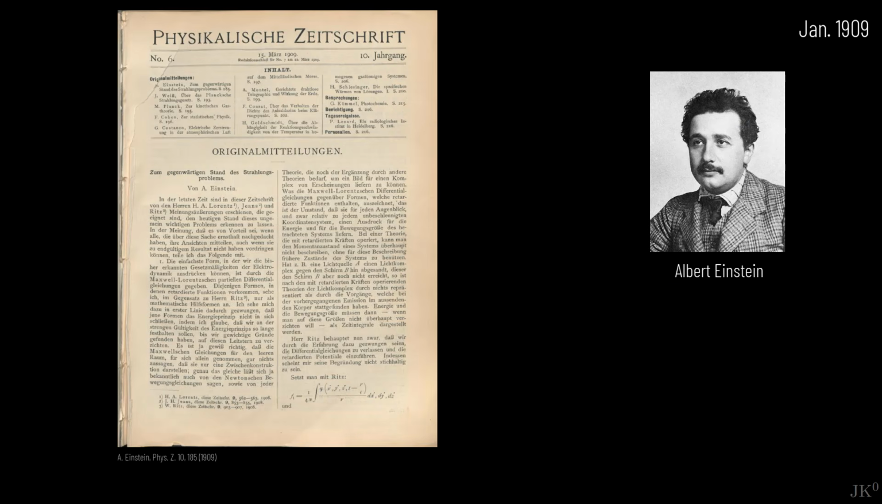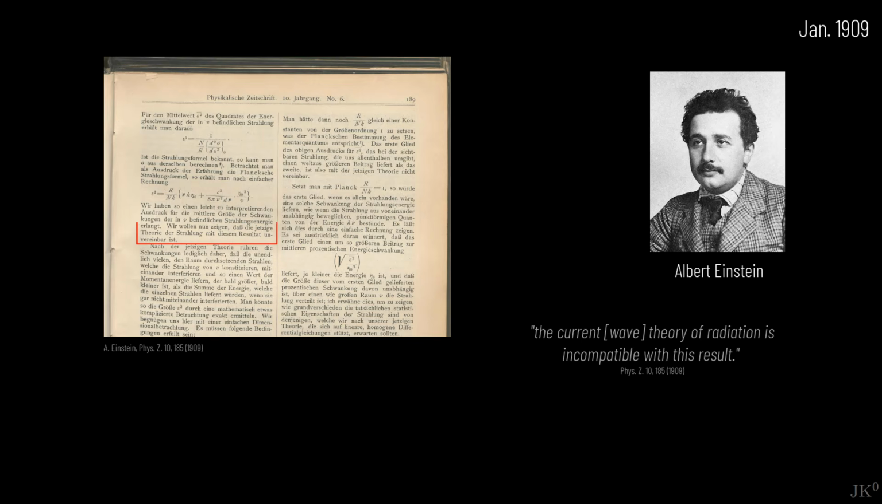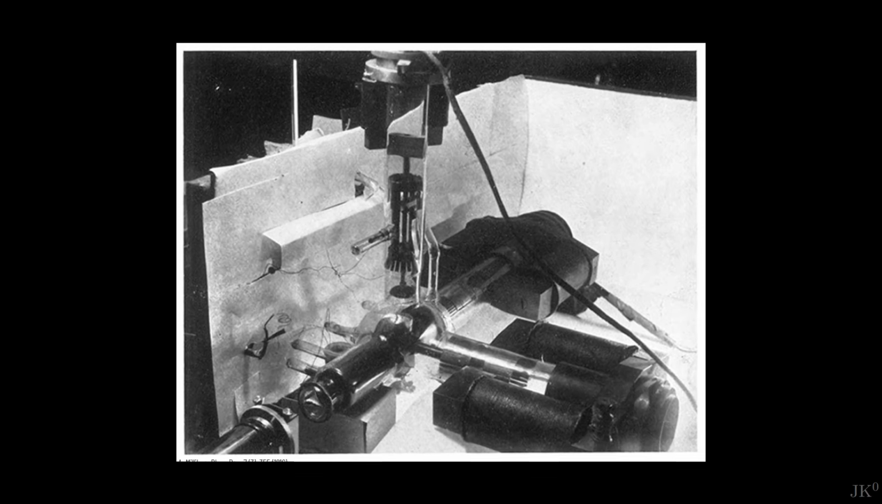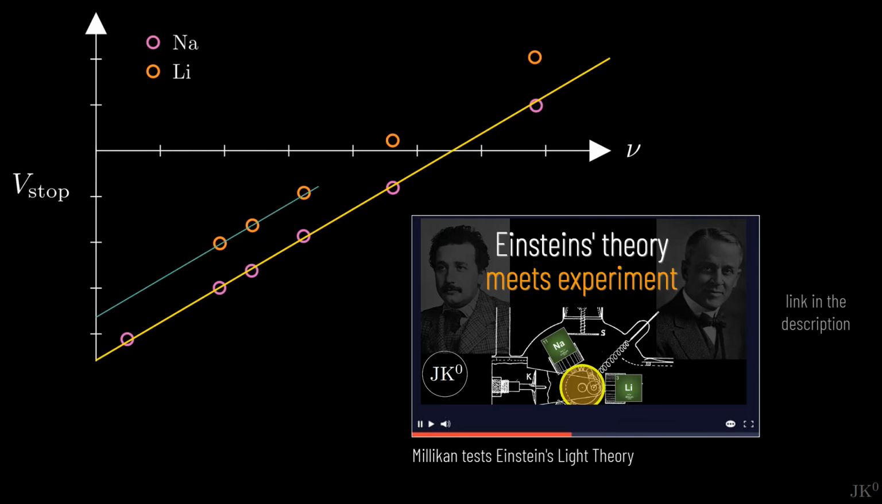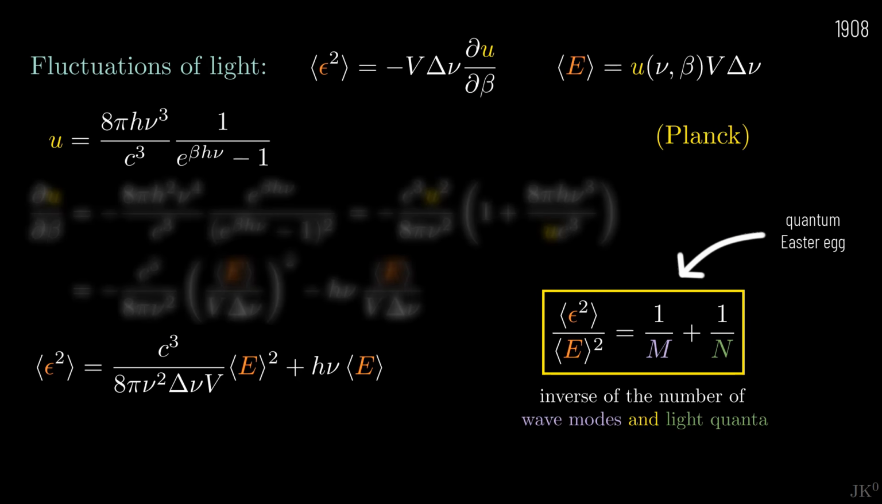Einstein submitted his paper in January 1909 with the title On the Present Status of the Radiation Problem, in which he concluded, "The current wave theory of radiation is incompatible with this result." Notice that Einstein's first paper on radiation with the hypothesis of light quanta was easily ignored by the physics community because his predictions required technology that did not exist yet. It took over a decade to experimentally confirm Einstein's predictions. Now he was not introducing a new absurd hypothesis. He was only reporting on a consequence of statistical mechanics and Planck's formula.